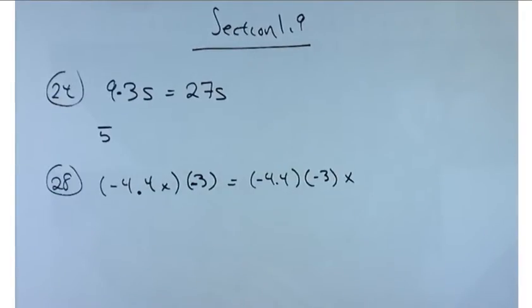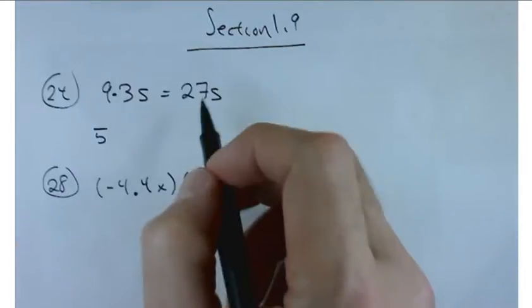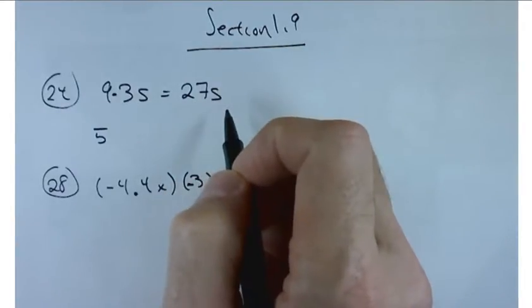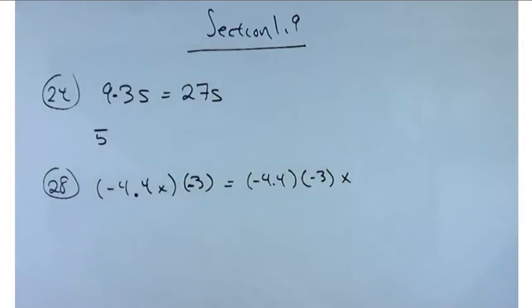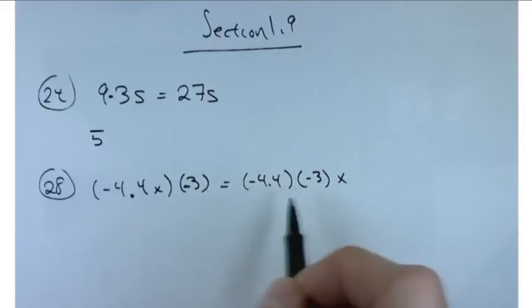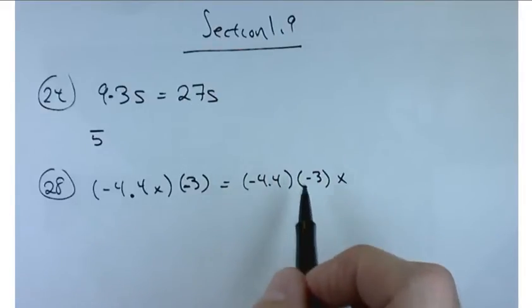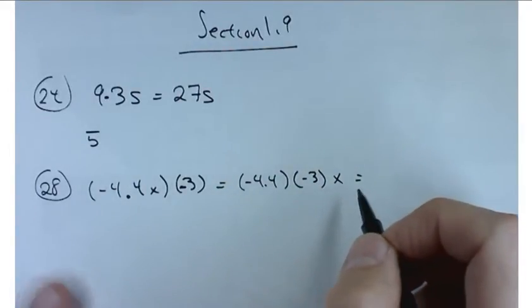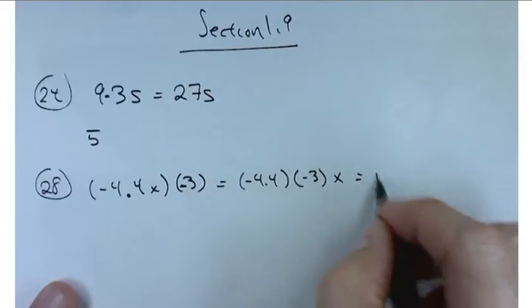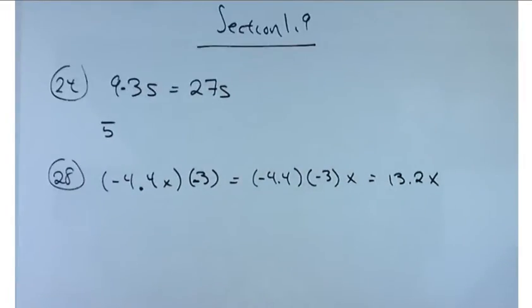Generally speaking, like you saw in problem number 24, you're typically going to write the number part, then the variable part. So this is called the coefficient, and then the variable. So I'm just reordering things here. And here I can simplify this, right? So negative times a negative is positive. 3 times 4.4, anyone? Go ahead. 13.2. So overall, 13.2 times x. Nice. Let's try a couple more. And these are designed to simplify pretty nicely.